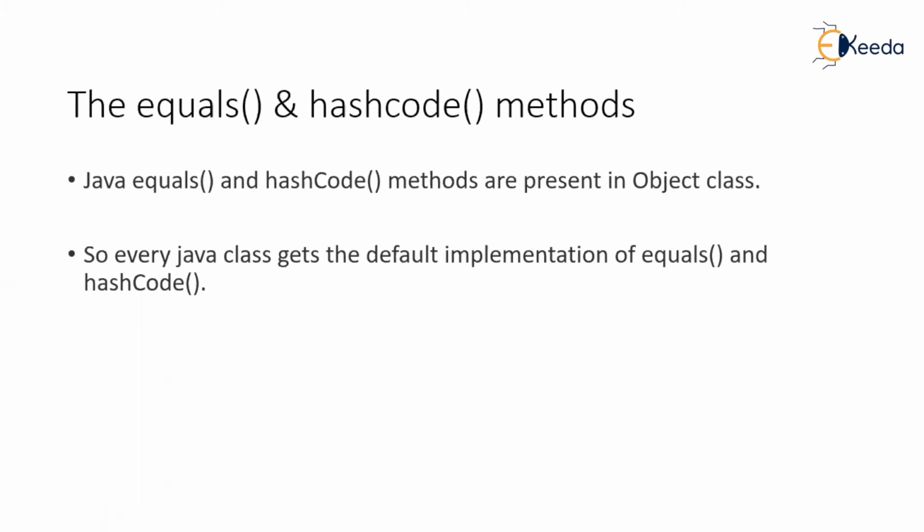These equals and hashcode methods are present in the Object class. So any class which extends from the Object class has the default implementation of the equals and hashcode methods. Now, as any predefined class and user defined class directly or indirectly extends the Object class, obviously these methods are available for each class created in Java.